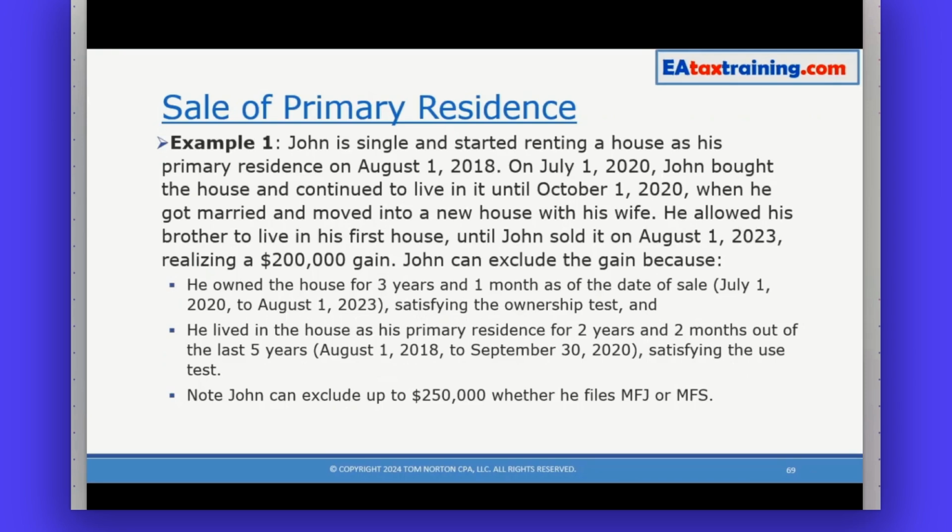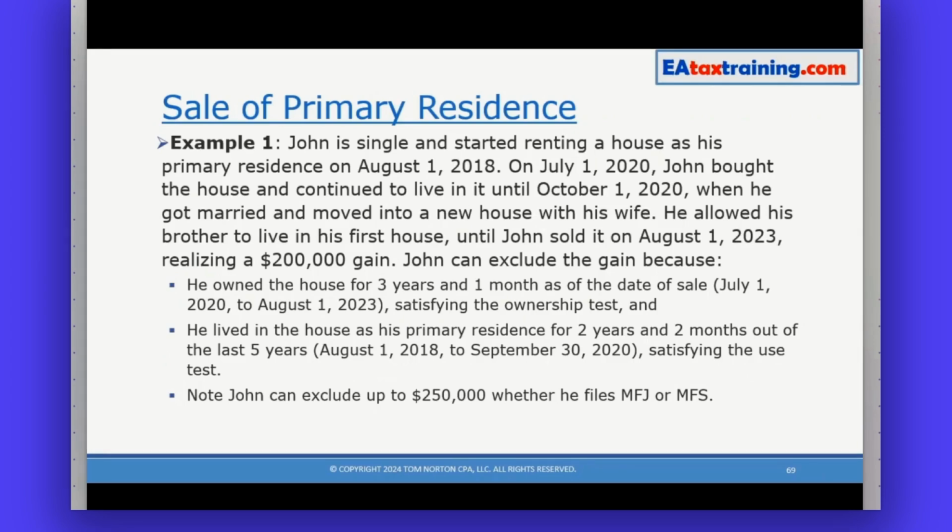So examples. John is single and started renting a house as his primary residence on August 1st, 2018. On July 1st, 2020, he bought that house and he continued to live in it until October 1st, 2020, when he got married and moved into a new house with his wife. He allowed his brother to live in his first house until John sold that first house on August 1st, 2023, realizing a $200,000 gain. John can exclude the gain because he owned the house for 3 years and 1 month as of the date of sale.